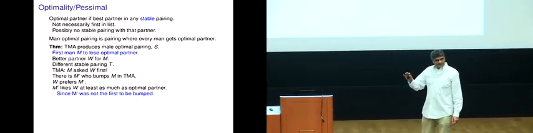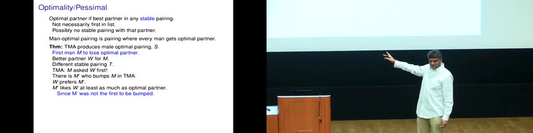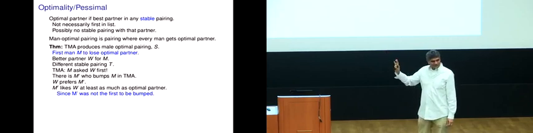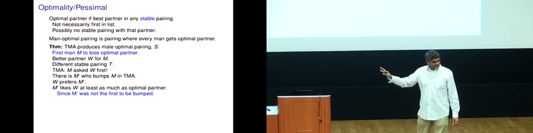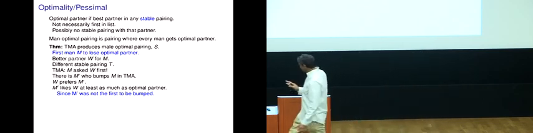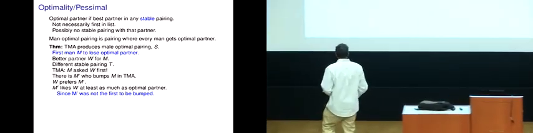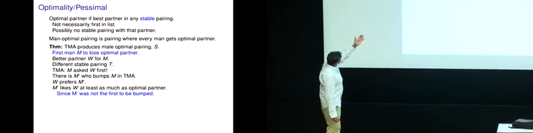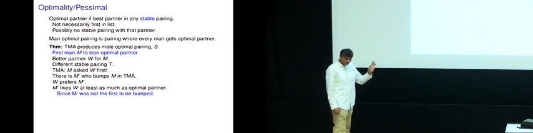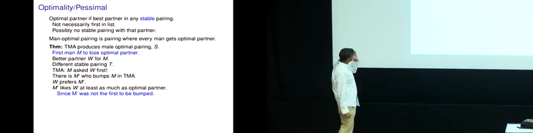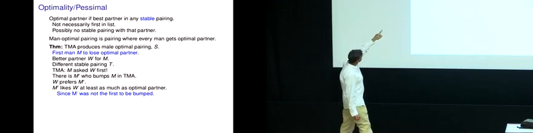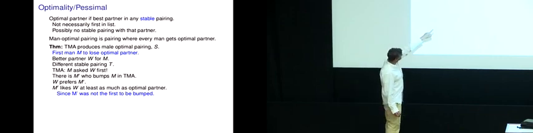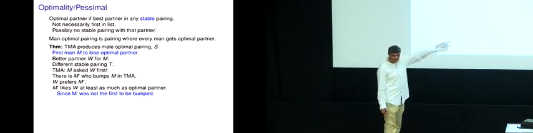Okay, he's asking what happened here? So where's the well-ordering principle? Where's the power in the well-ordering principle? There's power. This is power. Let me show you the power. So M is the first guy to get bumped, right? Now, where am I using this power? I'm saying M prime likes W at least as much as his optimal partner. That's where I'm using the power.